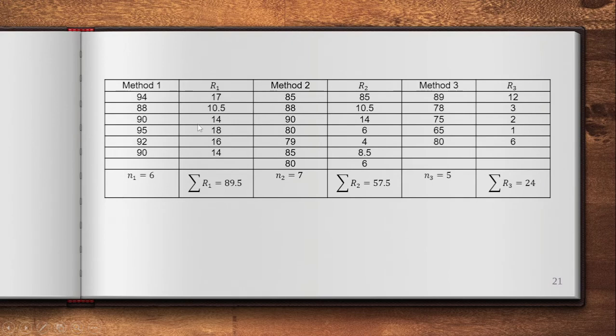So kasama po yun dito sa example number 1, ito po yung equation. So method 1, we have 94, 88, 90, 95, 92, 90. So we have 6 because 1, 2, 3, 4, 5, 6. Now in R1, rank 1, we have 17.5, and then the total of 89.5, and then the same method 2, we have 7 because 1, 2, 3, 4, 5, 6, 7. Now in rank 2, we have 57.5, and rank 3, we have 24.